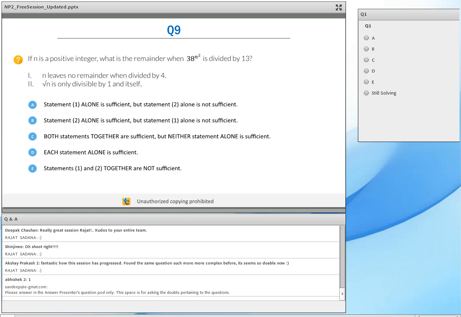And guys, I love how you're asking questions in the Q&A pod. You're creating derivative questions. Do that post this session and you're going to get the answers by yourself. But right now, let's focus just on this question.